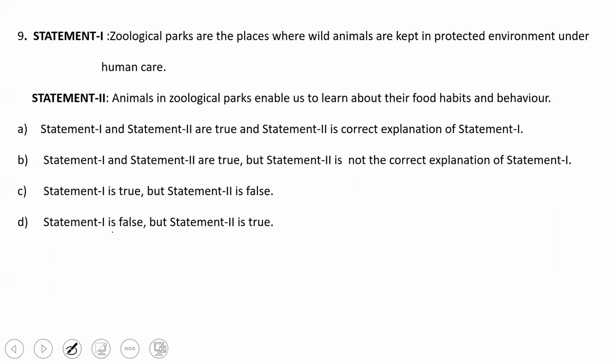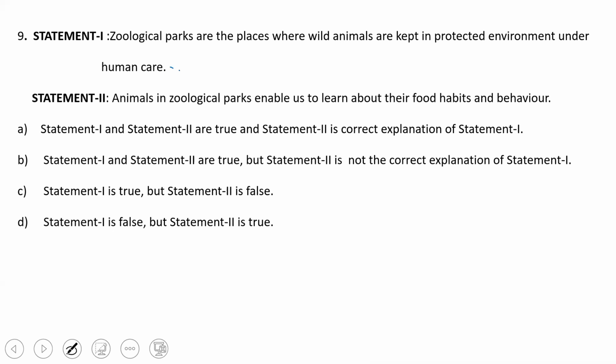Zoological parks are the places. This is a statement and there are two statements. The first part of the statement, we have to understand whether it is true or false. The second part, we have to analyze whether the second statement is giving the justification for the first statement, whether it is the correct explanation of the first statement. So the first statement goes like this. Zoological parks are the places where wild animals are kept in protected environment under human care.